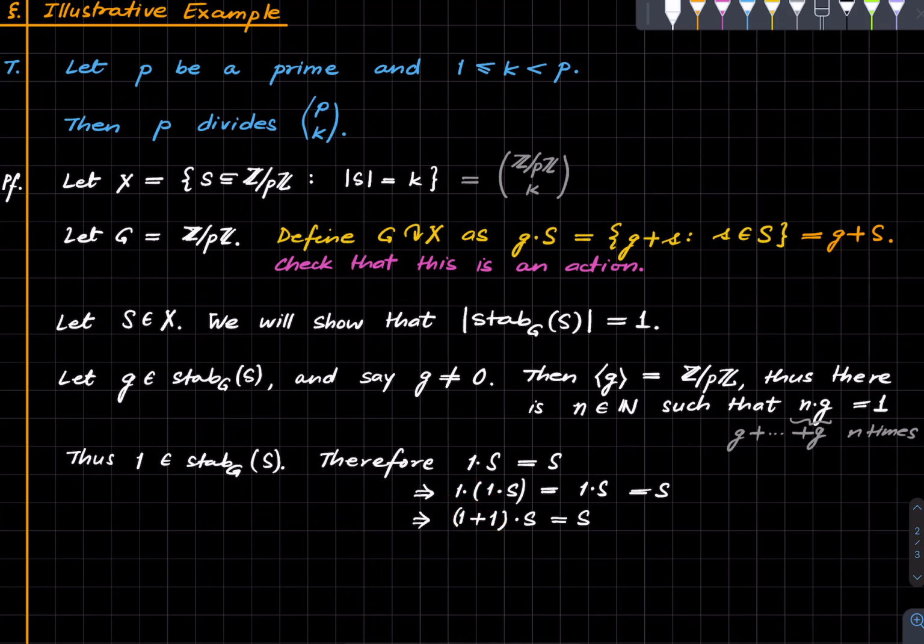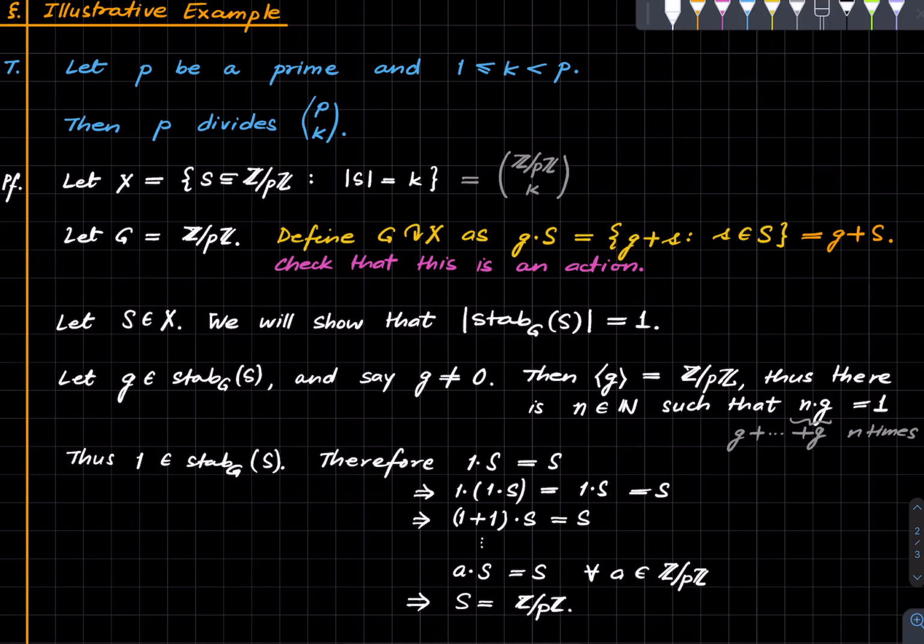So basically, if you just keep doing it, you will get that a dot s equals s for all group elements. So the upshot is that as soon as you have some non-identity element in the stabilizer of S, it turns out that everything is in the stabilizer of S. And if everything stabilizes S, it just means that S is the entire group. This implies that S is equal to Z mod PZ.